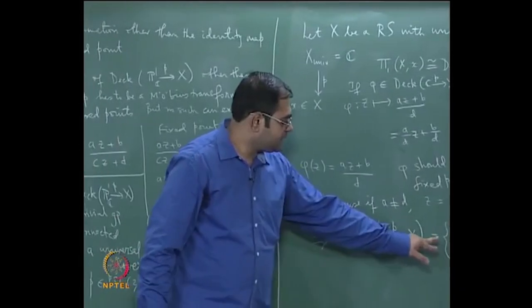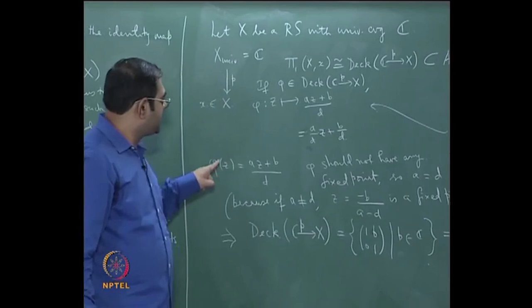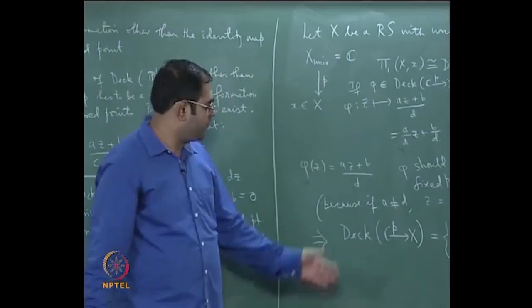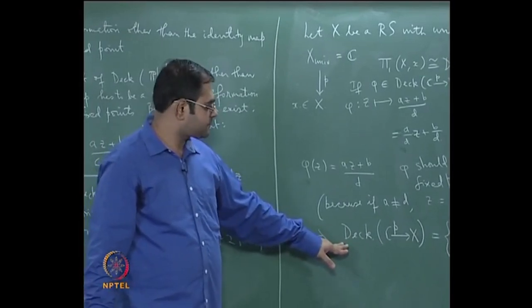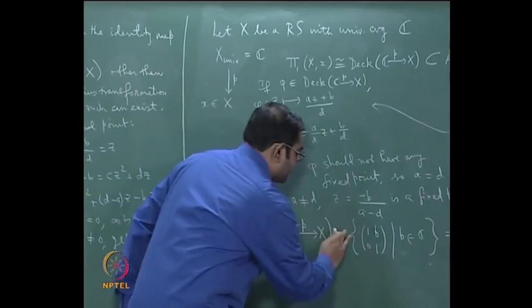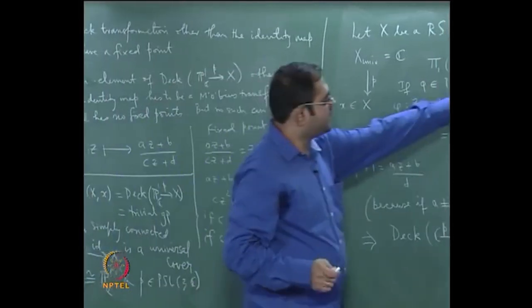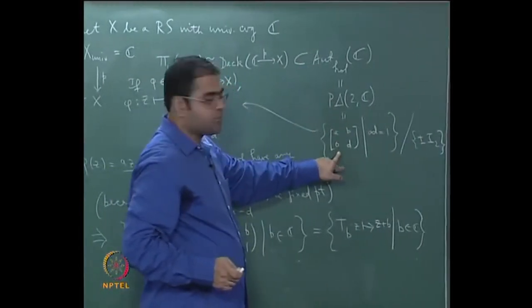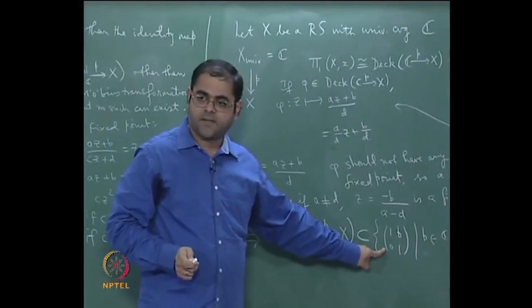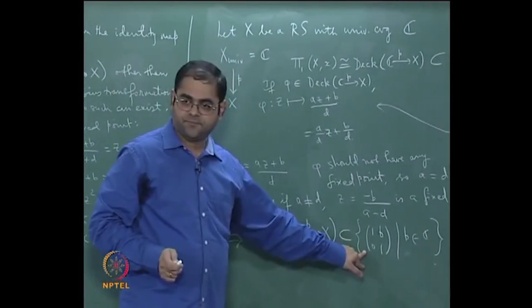You see, when a is equal to d equal to 1, this map just becomes z going to z plus b, which is translation by b. So the deck transformation group is identified with a subgroup of this. I should be careful. It is identified with a subgroup of this, which is of this form. I cannot say that everything is here, but it is a subgroup of this.